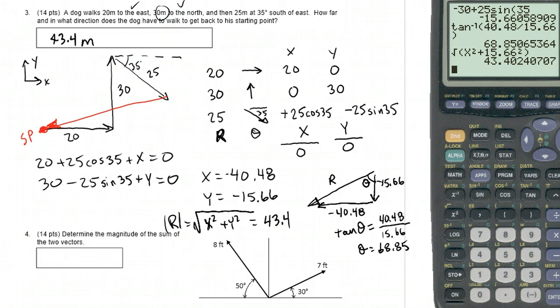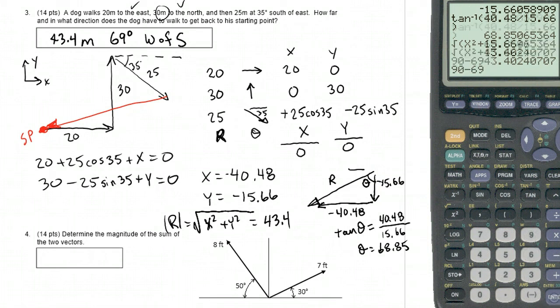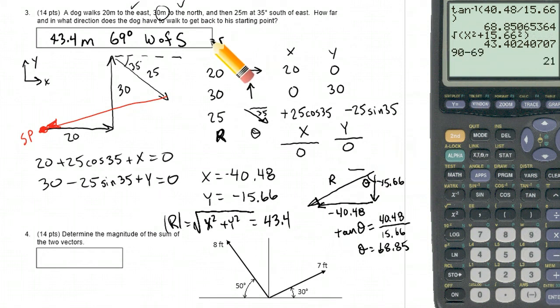Okay, and with the angle I calculated there, I'll call it 69 degrees. Okay, and I am west of south. 69 degrees west of south would be the same thing as 90 minus 69, 21. You don't only have to give one answer. 21 degrees south of west. Okay, so either one of those references would work.